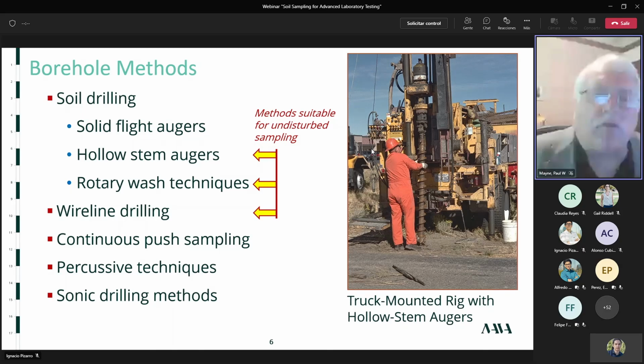So we have different ways of making boreholes, but in order to get undisturbed samples for advanced lab testing, we pretty much are going to be restricted to using hollow stem augers, rotary wash borings, and wireline drilling.